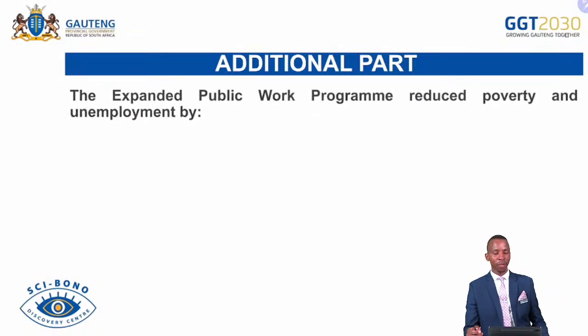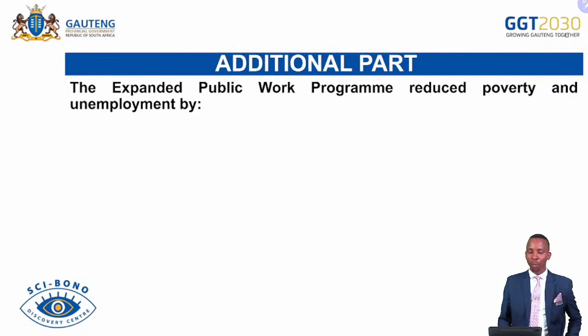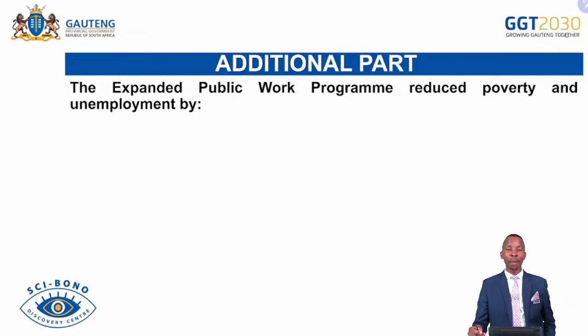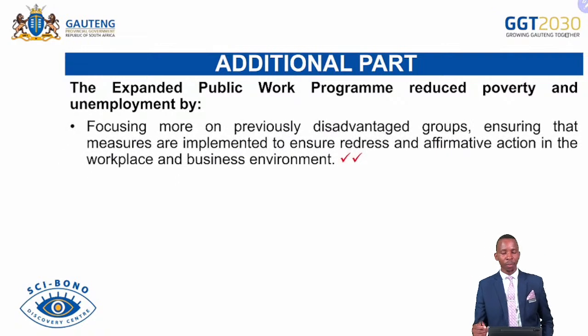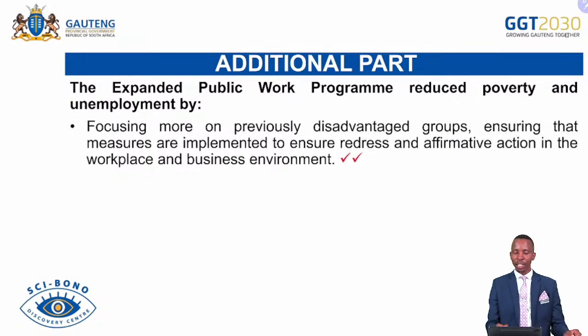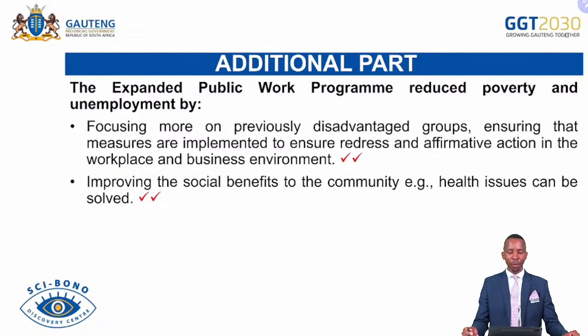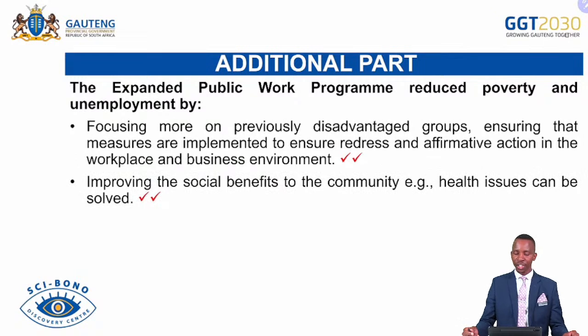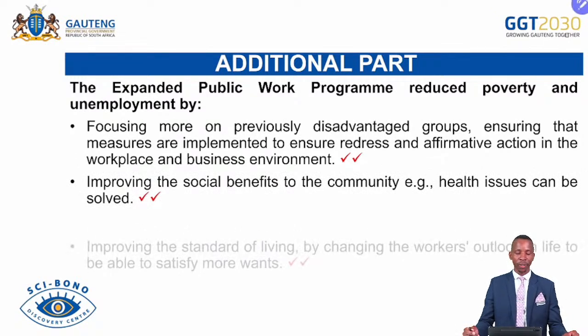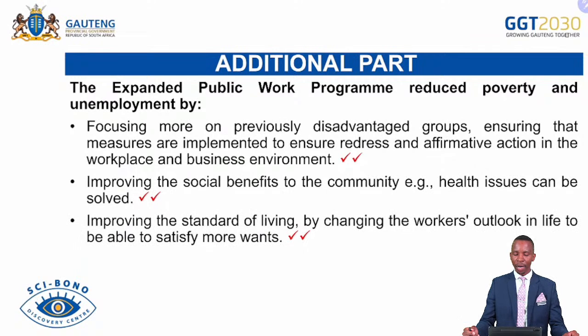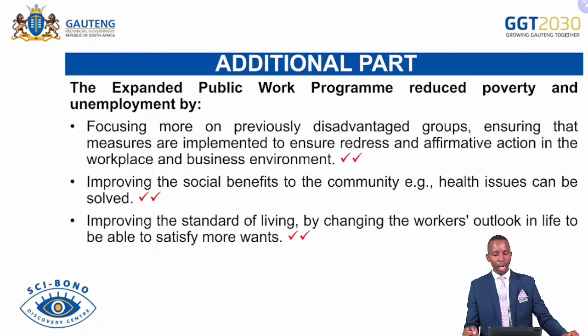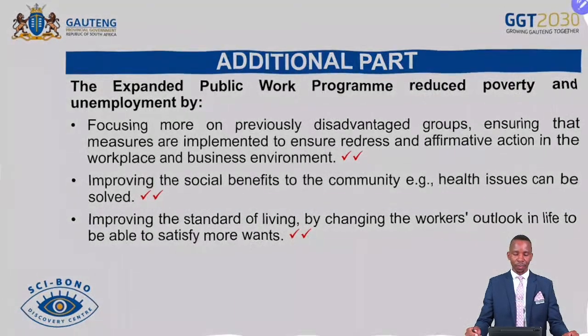And then the additional part of the essay. The Expanded Public Works Programme reduces poverty and unemployment by the following. Focusing more on previously disadvantaged groups, ensuring that measures are implemented to ensure redress and affirmative action in the workplace and the business environment. Improving the social benefits to the community, for example, health issues can be resolved. Improving the standard of living by changing the workers' outlook on life to be able to satisfy more wants.